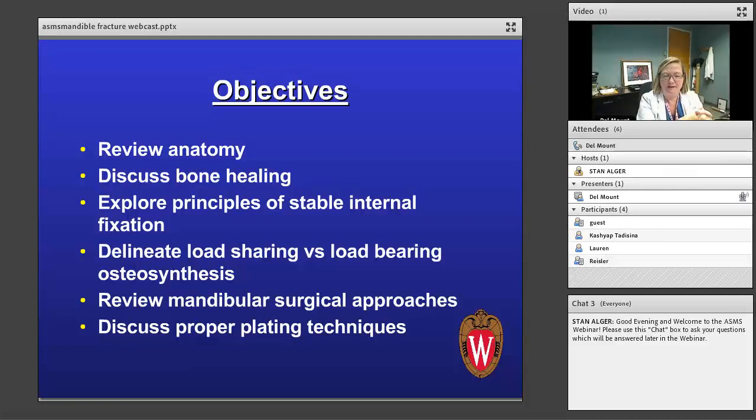I'll talk also a little bit about surgical approaches. It's actually a part of a shorter aspect about surgical approaches. And then we'll discuss proper plating techniques in my portion of the section. After completion of my portion, we'll move on to Dr. Alex Lynn, who will go over some cases, hopefully generate a little bit of discussion and questions, and we'll just have some fun on a Thursday night with mandible fractures.